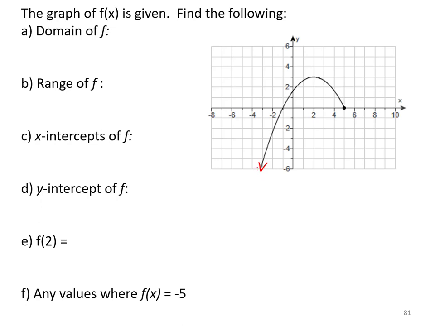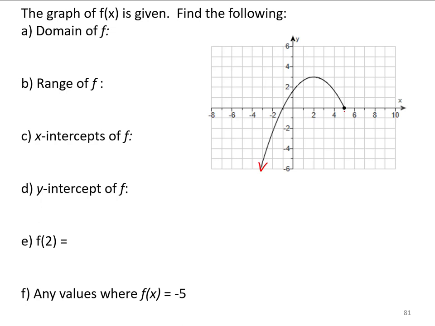Now, the graph increases from the bottom left up to the point -1, 0. It continues increasing until it gets to the point 2, 3, the ordered pair 2, 3. And then it decreases to the point 5, 0, where we have a closed dot.